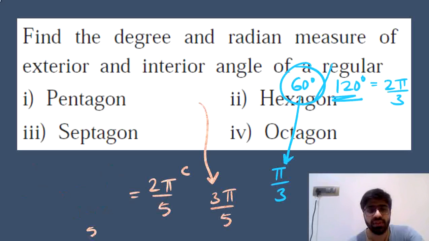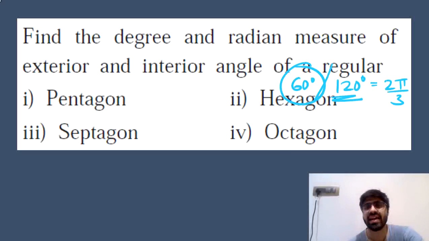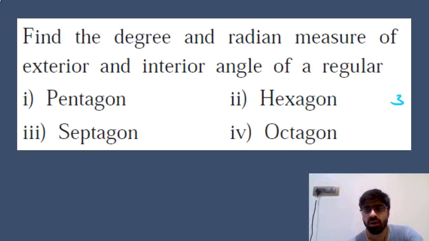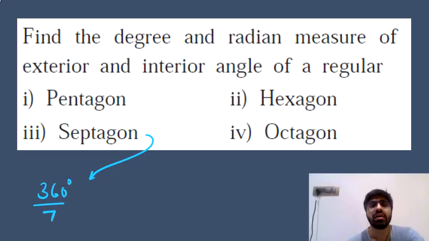Let's go ahead with the next one, that is a septagon. For a septagon, you wouldn't get an exact integer value because septagon would mean 7 sides. The exterior angle would be 360 degrees divided by 7. 360 is not a perfect multiple of 7. So you can find it in decimals if you want to, or you can leave it the way it is. And the interior angle would be 180 degrees minus 360 degrees divided by 7. I will leave it here only. Of course, you can convert it into radians.